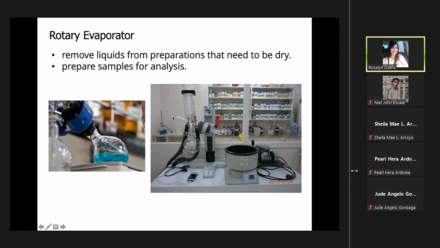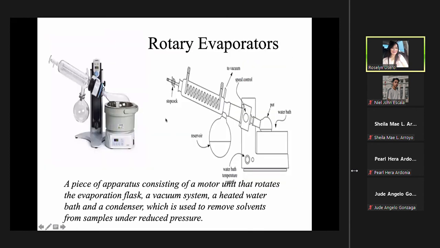So in here, it removes liquid from the preparations that need to be dry. So this is the rotating flask, and this is the water bath. It rotates while it separates the alcohol, for example ethyl alcohol, from your extract. Then the receiver collects the distillate, which is your ethyl alcohol.